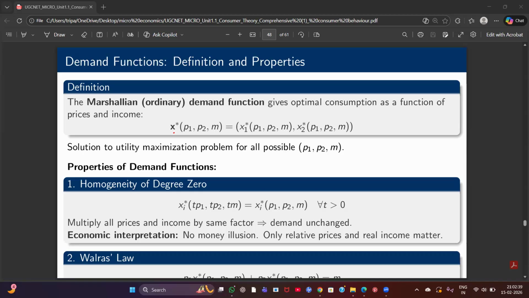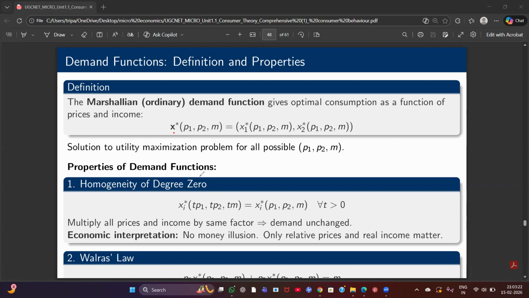So what are the properties of this function? The first property is that it is homogeneous of degree 0. It means that if all the arguments in this demand function, the independent variables, are increased proportionately, then there will be no effect on the demand. That means if all the prices and money income are doubled, tripled, or halved, still the demand will not change. If all the prices are half and money income is also half, there will be no change in demand.